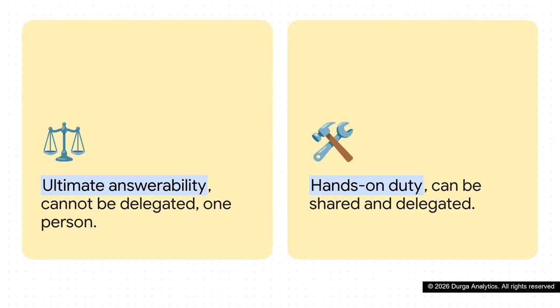Accountability means ultimate answerability. The buck stops here. It sits with one senior person, and it absolutely positively cannot be delegated. A data owner is accountable. Responsibility, on the flip side, is the duty to perform the hands-on work. That can be shared across a whole team of people, and it can be delegated. Stewards and custodians are responsible. To put it simply, the owner decides and the stewards and custodians do.